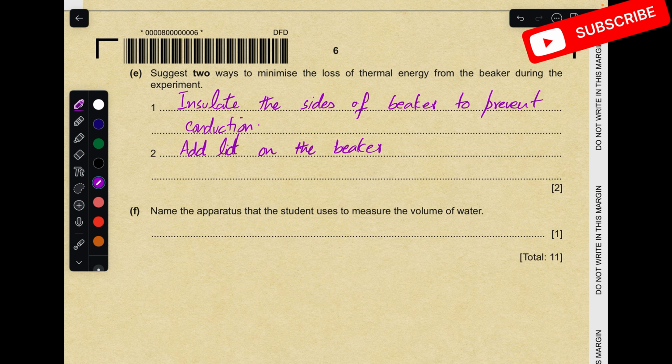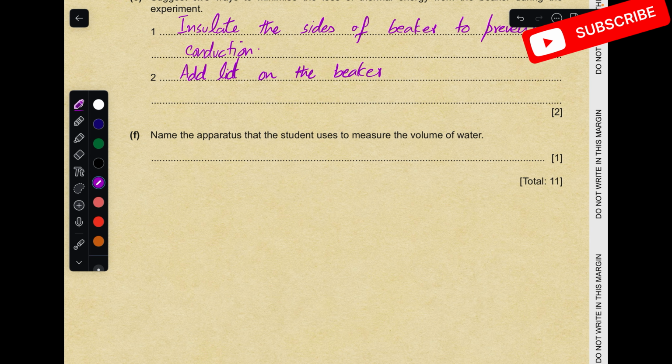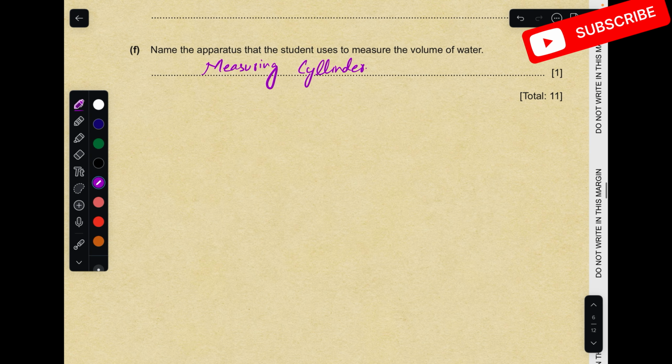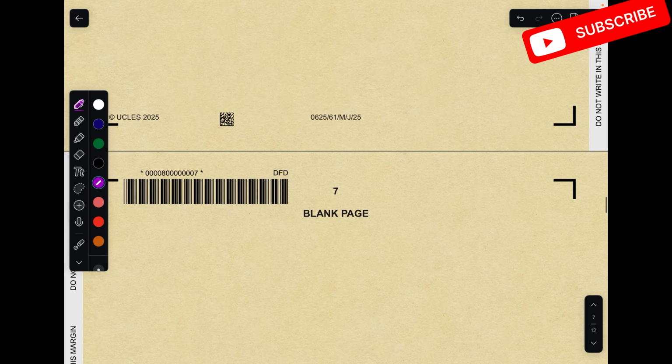Name the apparatus that the student uses to measure the volume of the water. What do we use? A measuring cylinder, okay, to find the volume. This is also a one mark question. Moving forward to the third question.